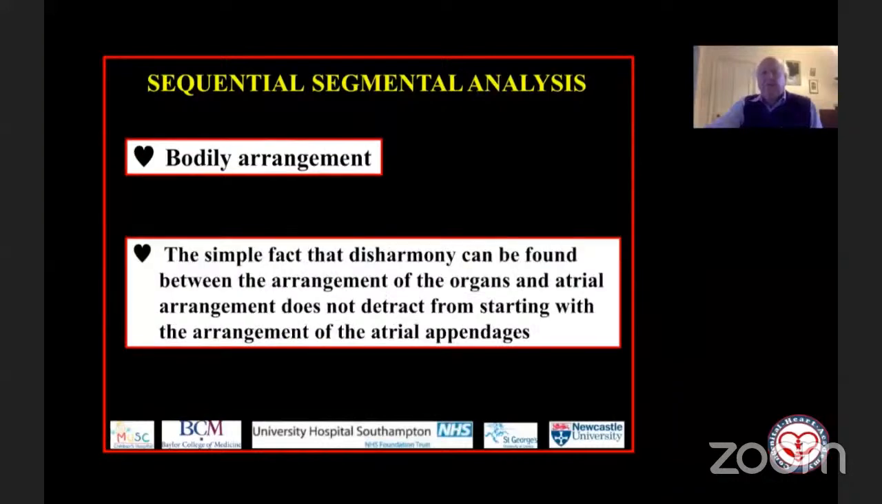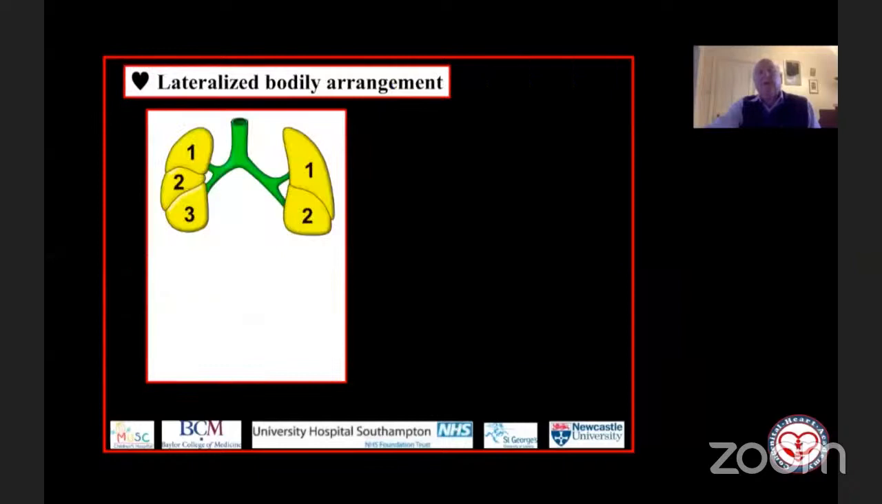And we know that these associations are not always present, but when exceptions occur, we simply describe each system in isolation. And this is important because the simple fact that disharmony can occur between the systems does not detract from the fact that we begin our analysis with the arrangement of the atrial appendages, and then we describe any deviations from what we expect to find. So let's summarize again what you expect to find when you have lateralized bodily arrangement.